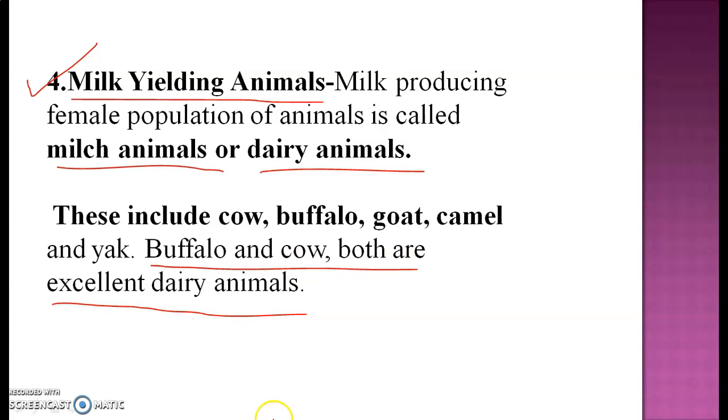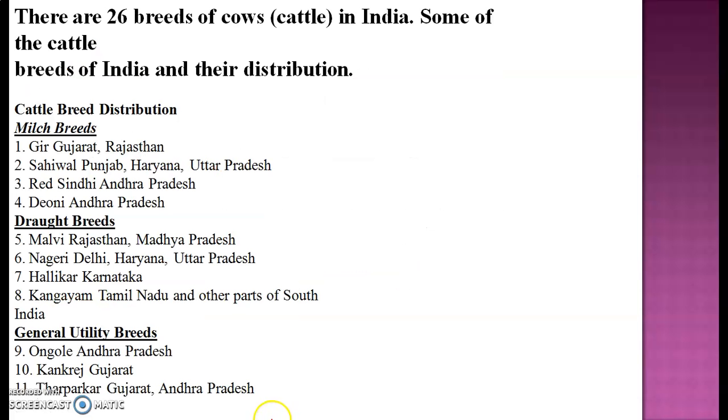and buffalo. So children, this is a table that shows you 26 breeds of cattle in India, based on their geographical distribution. In the milch breeds we have Gir, Shahiwal, Red Sindhi, Deoni. In draught breeds we have Malvi, Nageri. It's like all of that.